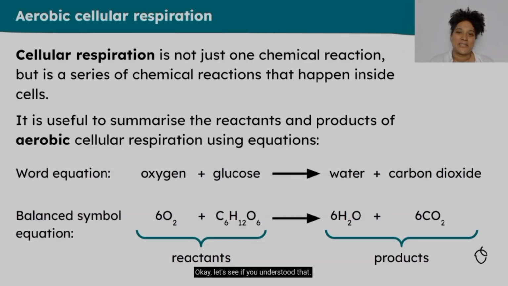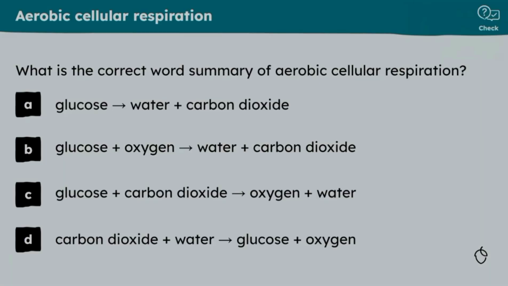Okay, let's see if you understood that. What is the correct word summary of aerobic cellular respiration? Is it A, glucose reacts to make water plus carbon dioxide? B, glucose plus oxygen reacts to make water and carbon dioxide? C, glucose plus carbon dioxide reacts to make oxygen plus water? D, carbon dioxide plus water reacts to make glucose plus oxygen. Take 5 seconds, or if you want more time, click pause, click play when you're ready to see the answer.